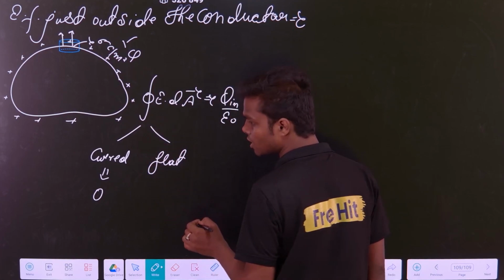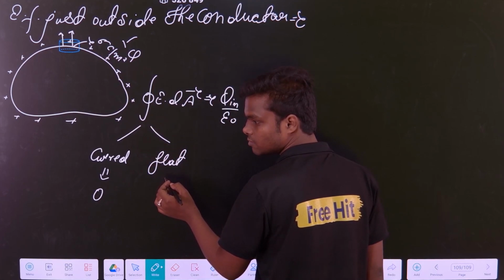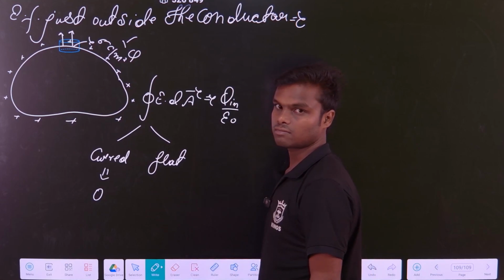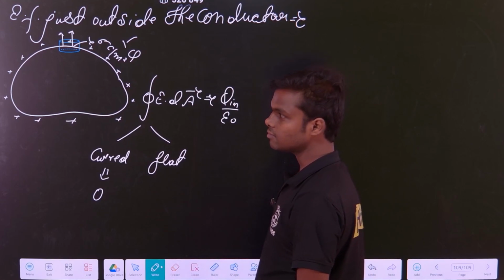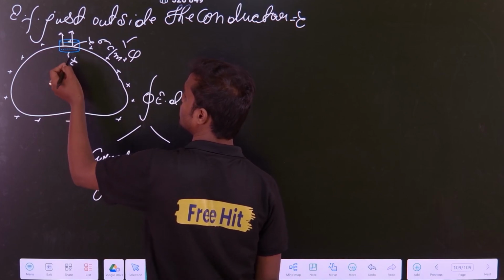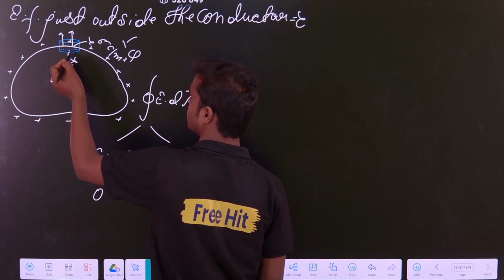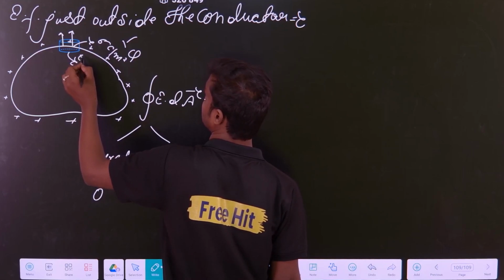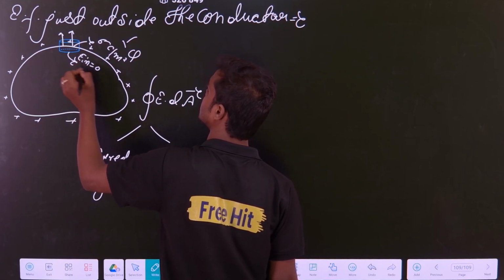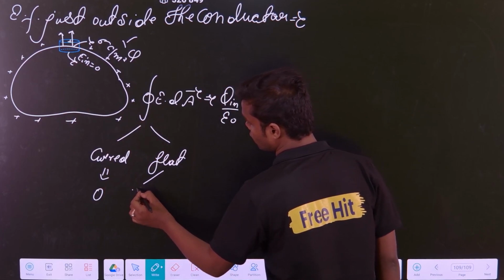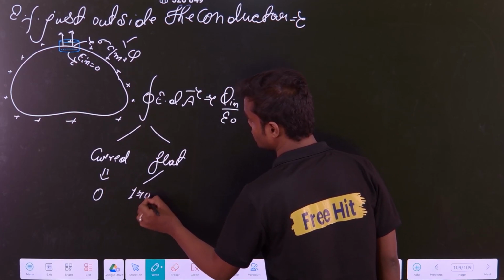So what is the value we will get? Tell me, how much we will get? For this curved surface, E dot dA will be again 0. Why? Because the internal electric field is 0. It is inside point. Here the E internal is 0. So for this surface again E dot dA, only one surface we will get. That is for one surface it is again 0.